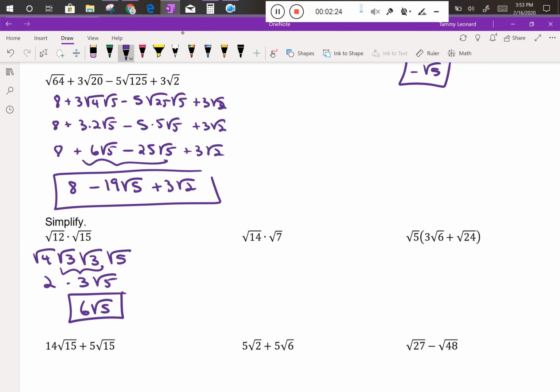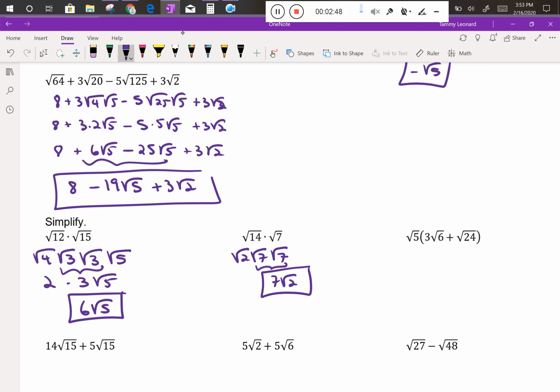When I look at square root of 14 times the square root of 7, 14 doesn't have any perfect squares in it. But I see that root 7 over there, so I'm like, well, but wait, root 14 is 2 times 7. So I'm going to let this be the square root of 2 times the square root of 7 times the square root of 7. Those are a 7. The root 2 stays a root 2.